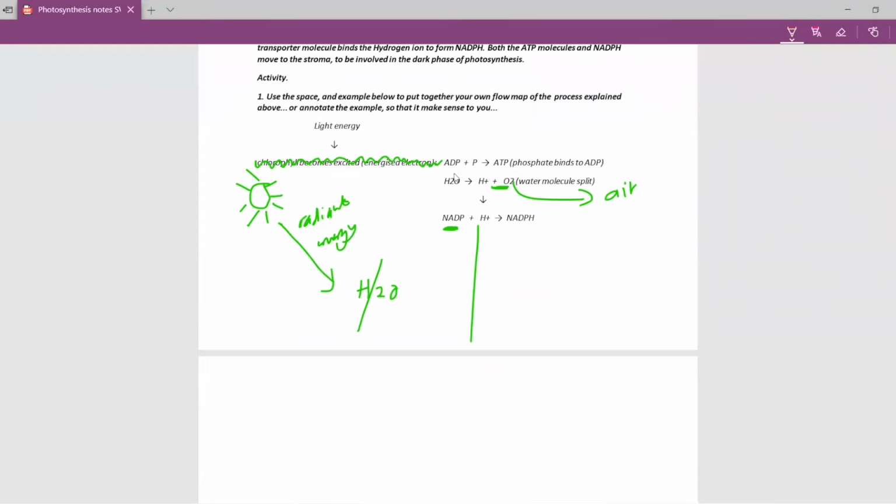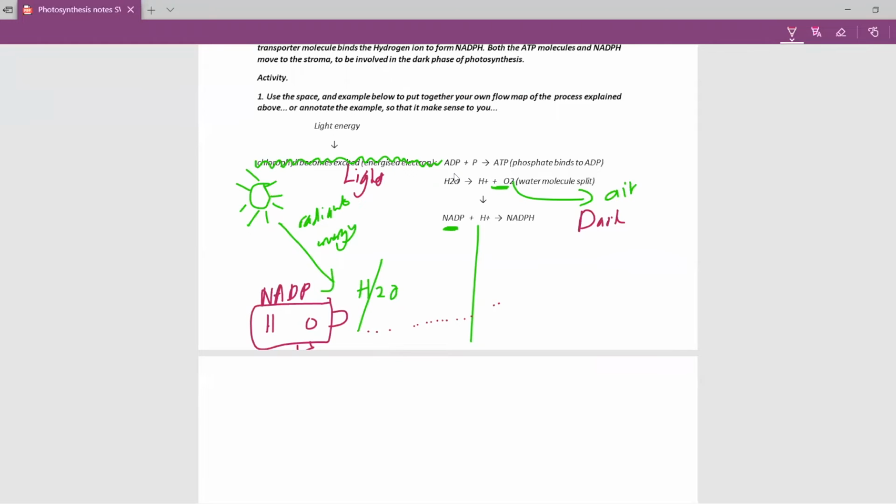And so this hydrogen you need in the dark phase. So this is the light phase. This is the dark phase. So I need this hydrogen here. So then you have your NADP, which you don't have to know, is the name of the hydrogen carrier. So it picks up the hydrogen and it takes it to the dark phase.